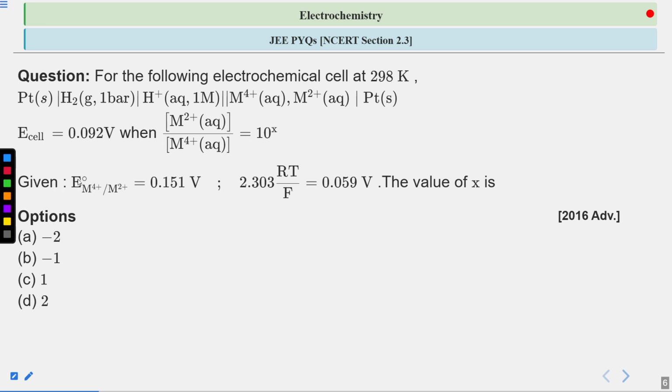We are given that the standard electrode potential for M4 positive to M2 positive is equal to 0.151 volt, and also it is given that 2.303 RT by F, you can take this value as 0.059 volt. So you have to identify the value of x in this question. x is here in the ratio of the concentration of M2 positive to M4 positive. This question was in the 2016 Advanced examination. The 4 options given are -2, -1, 1 or 2.